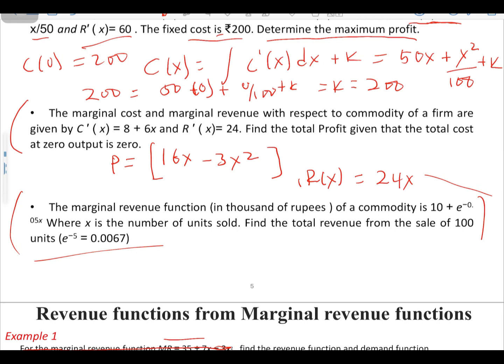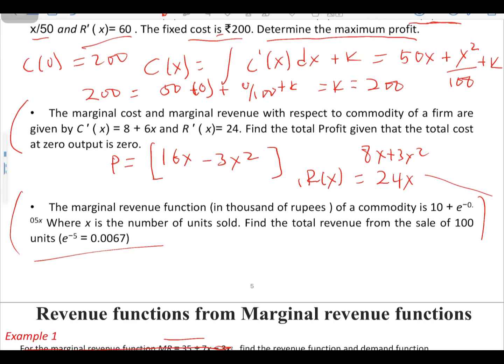And your cost function, you are going to get as 8x plus 3x squared. I've done everything, but I don't want to do it for you. So basically, those will be your answers. So don't forget to do them. The more you practice, the more you become perfect. So please spend some time and do it.